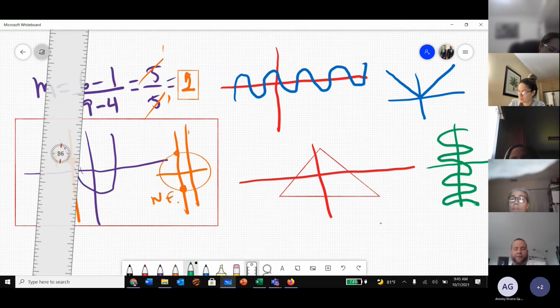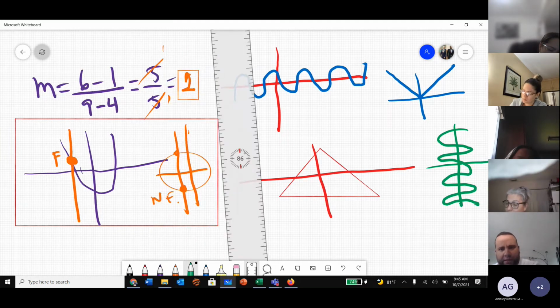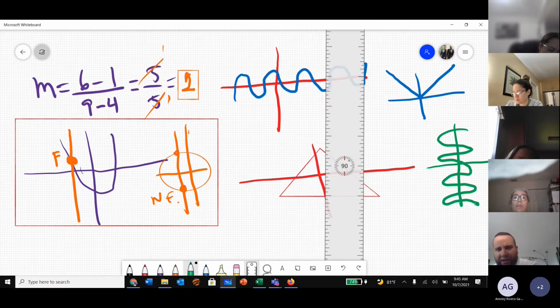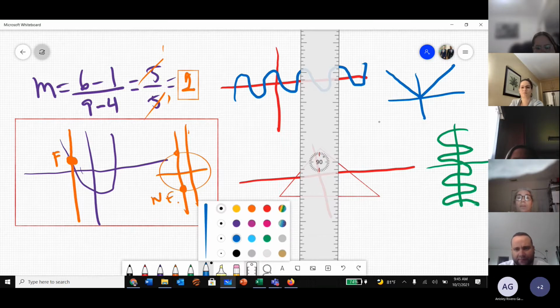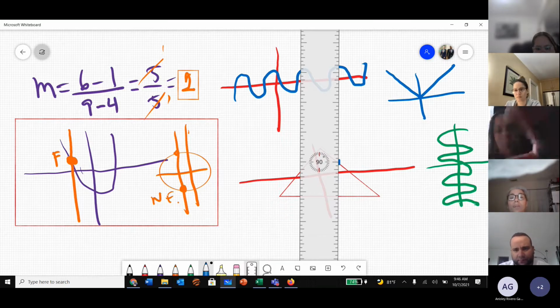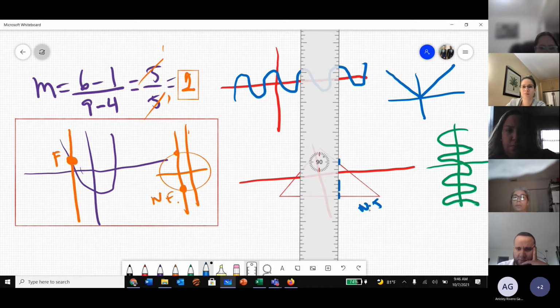Okay, from this graph right here, you take your ruler. Let me go with the ruler on this graph. How many points does this one cut the graph? In 2 points. Is this a function? No. Not a function.